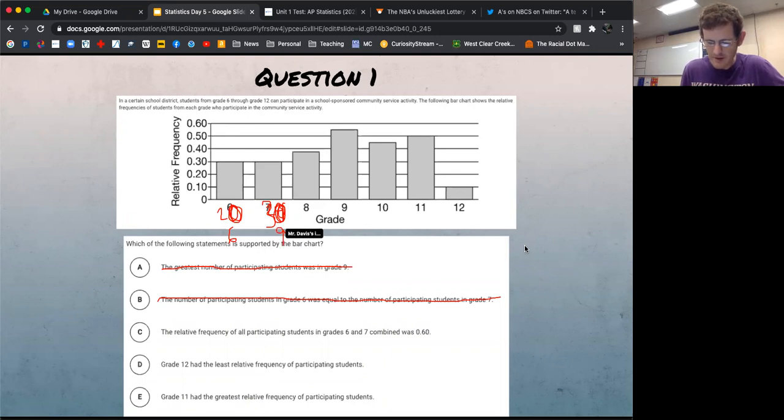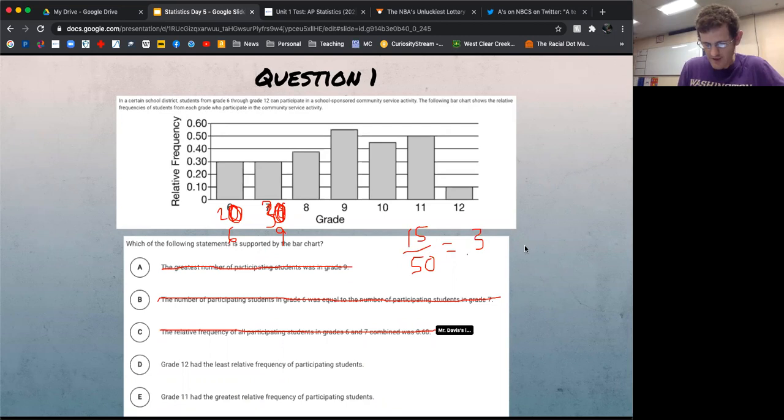Combined, that's going to be 15 students out of 50 total, which is still 30%. So combining those doesn't make it 0.6, it makes it 0.3 still. So it's not this one. Hopefully you followed along with that.